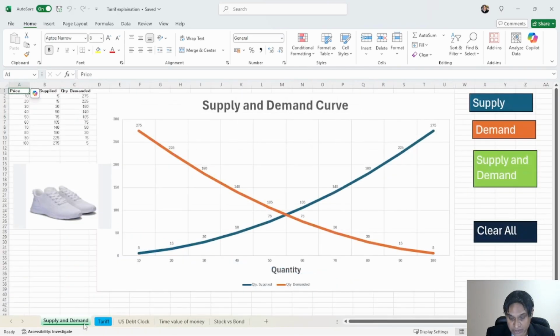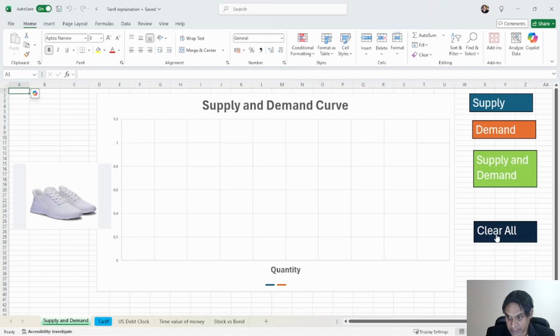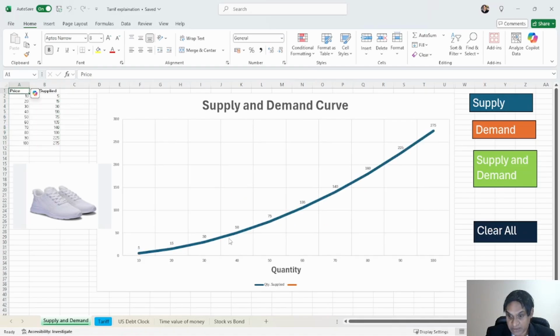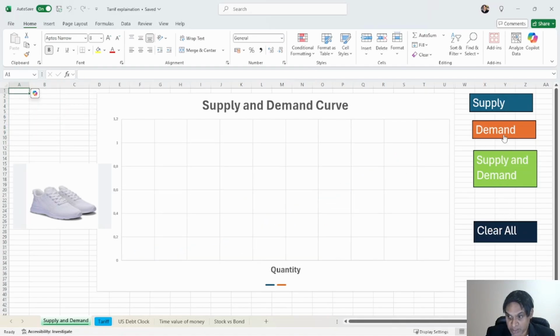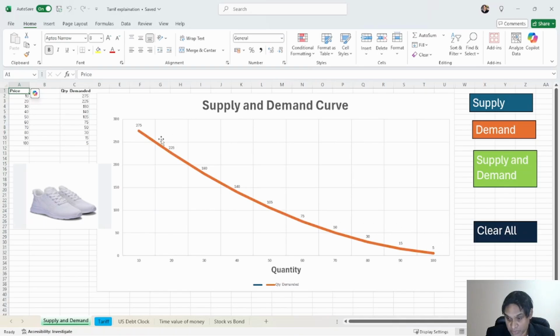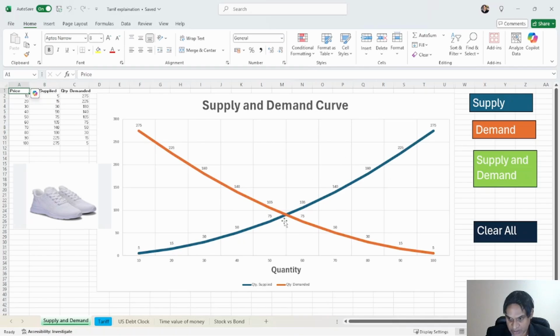But for now, all I need you to know is that the supply curve is upward sloping, the demand curve is downward sloping, and the supply and demand curves intersect at a point. Okay, so that's as simple as economics is.